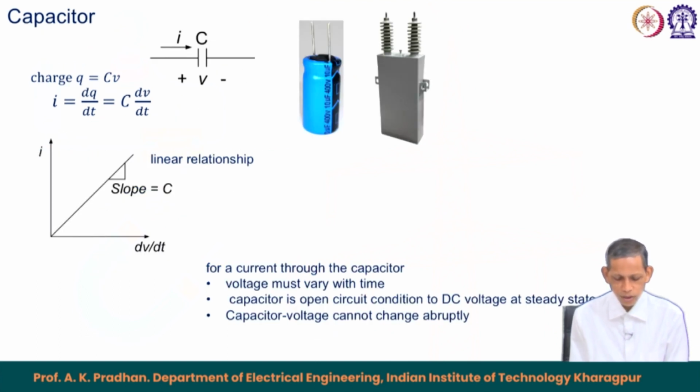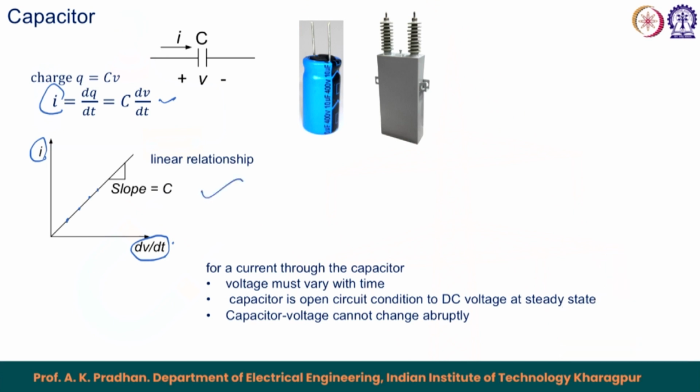The further relation we see here is I equals C dV by dt. So, with I on the y axis and dV by dt on the x axis, the characteristic of the capacitor becomes a linear relationship and the slope becomes C. So, I equals C into dV by dt. So, these are the characteristics of the capacitor.